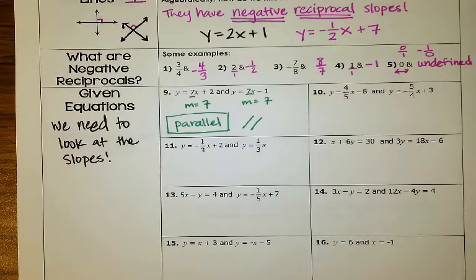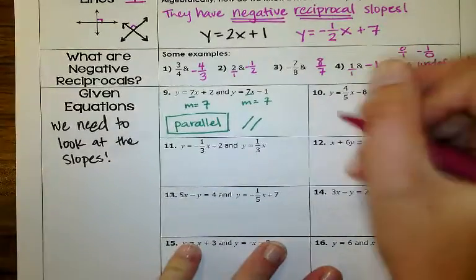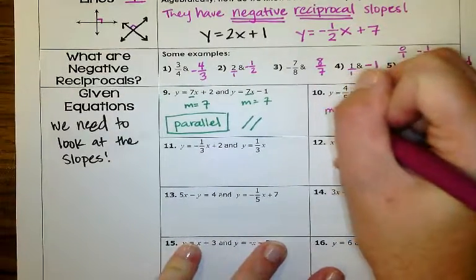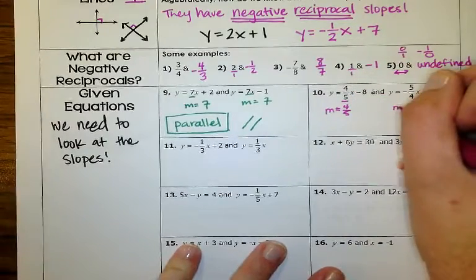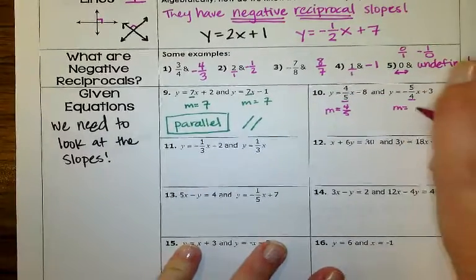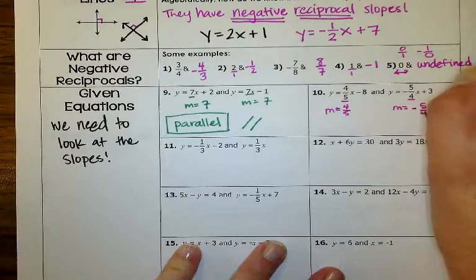Alright guys, so here we go. On this next one, this one won't be so bad because it's still in slope-intercept form. What is my original slope on this first line? It's 4/5. What is my slope on the second line? Negative 5/4.